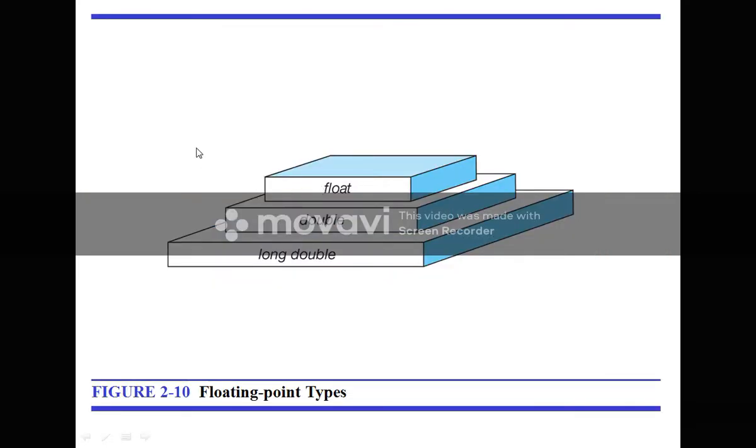Like character and integer, the floating point data type again has three types, that is float, double and long double. As with integer, float is used to store a small value. If the value is larger then we use double, and if the value is more than that limit we use long double. So these are the three types of floating point data type.